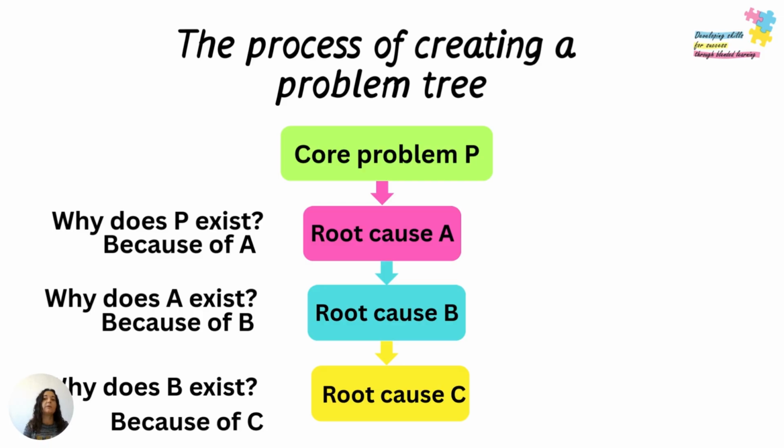Here's how it works. Let's say the core problem is P. Why does P exist? Because of A. And why does A exist? Because of B. Why does P exist? Because of C. Then you continue to do the same with the consequences. What does P lead to? Answer R. And what does R lead to? Answer S. And so on and so forth.